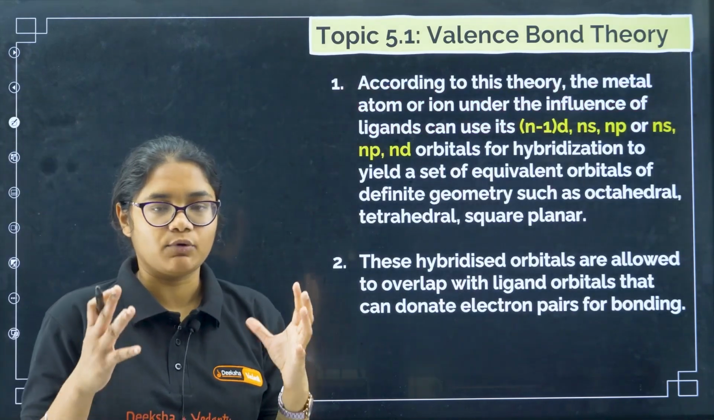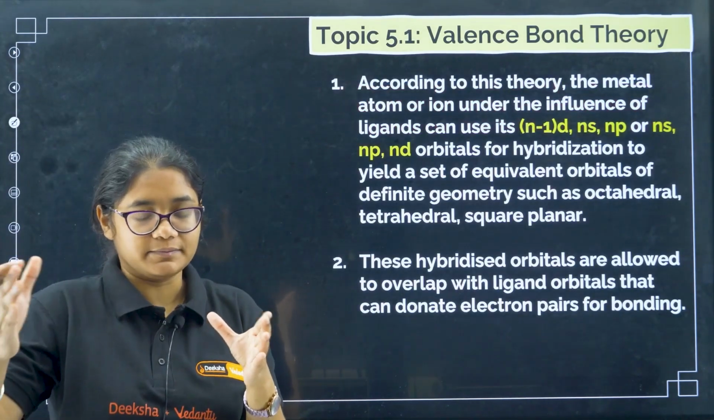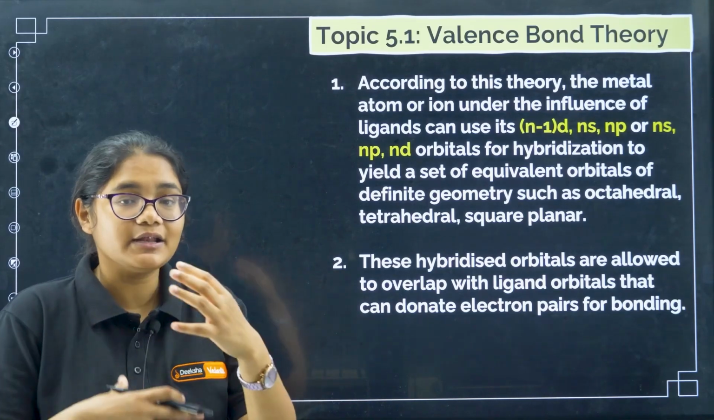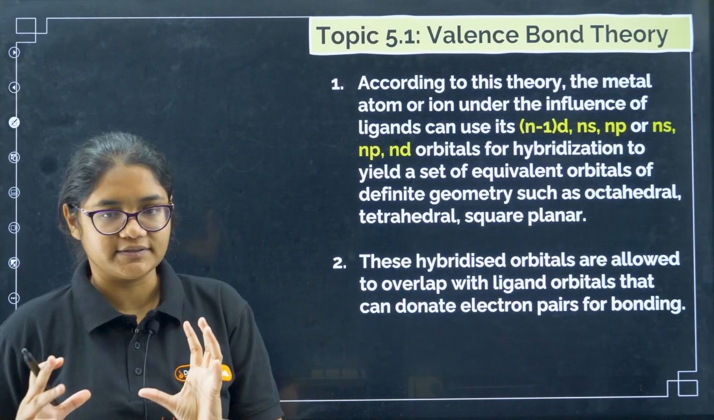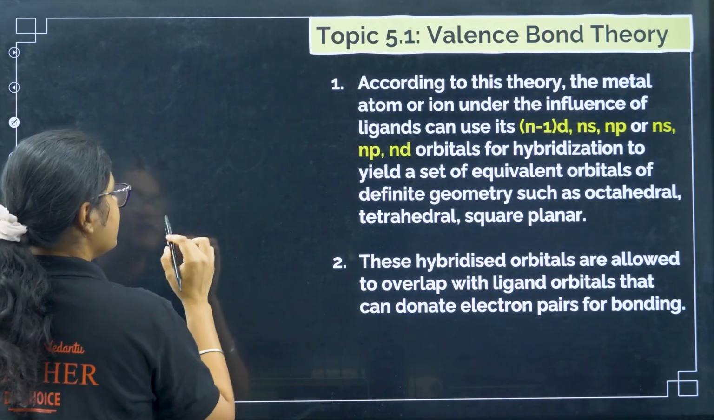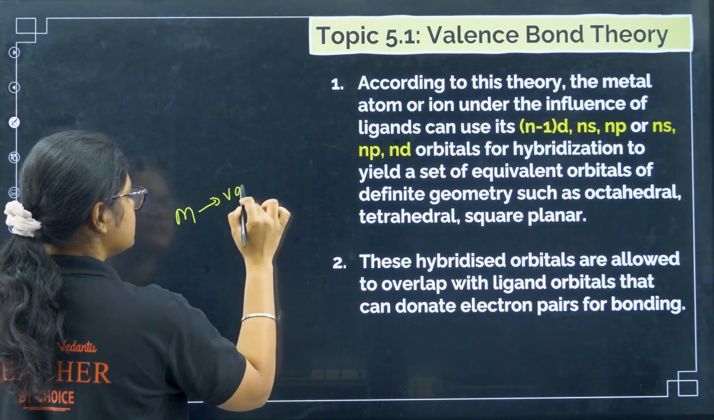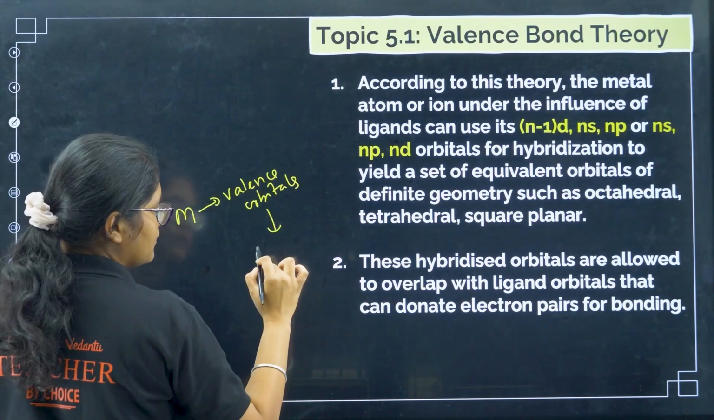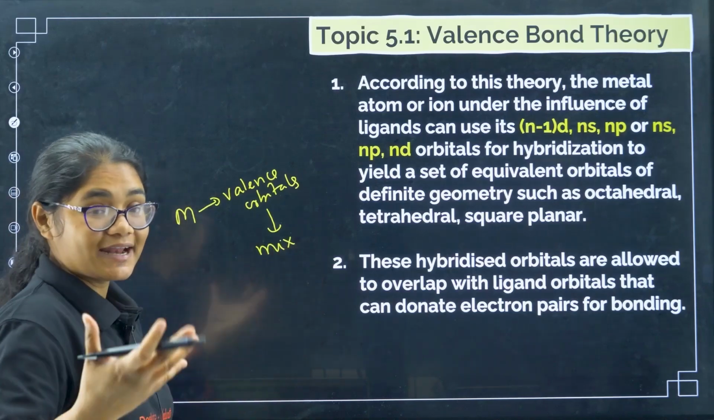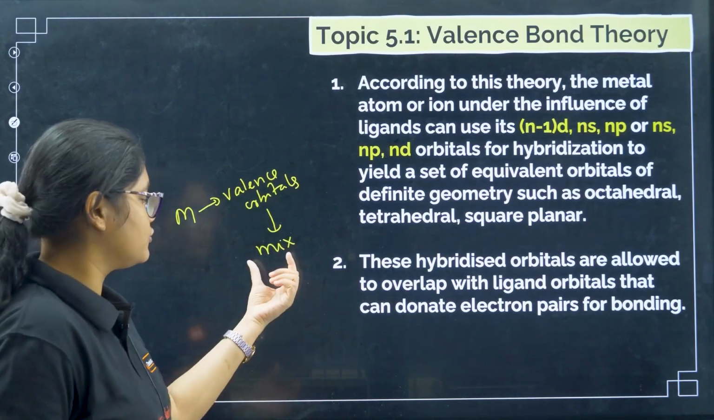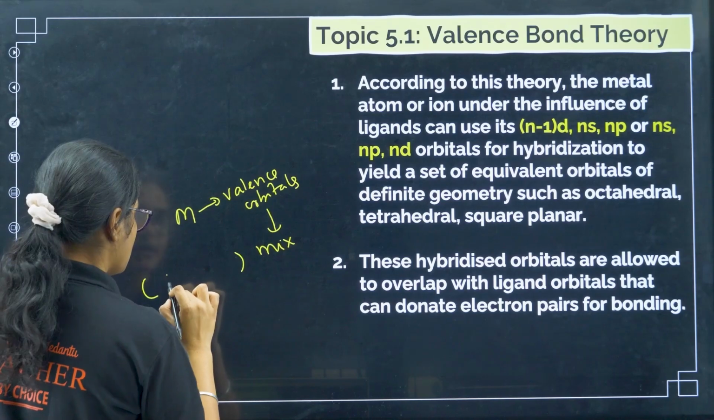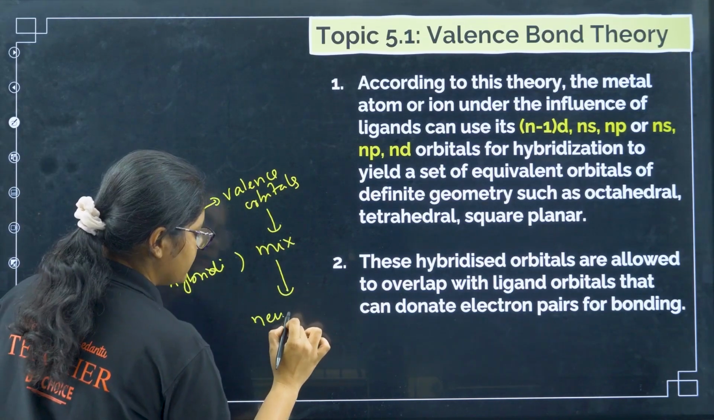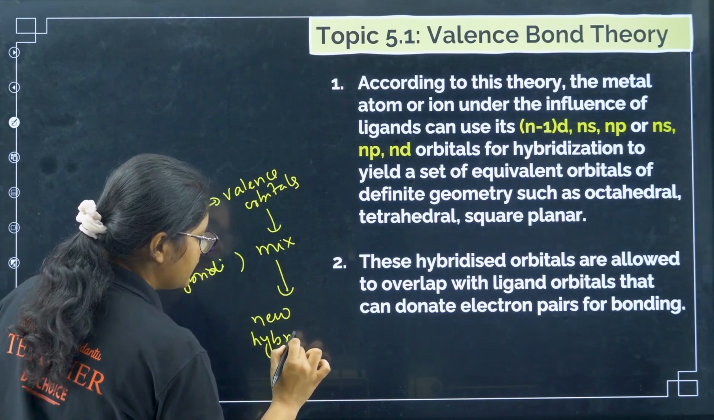In valence bond theory, what happens is the valence orbitals, meaning the outer orbitals, undergo hybridization. Hybridization means undergo mixing to form new orbitals. So first thing, whose valence orbitals? The metal's valence orbitals undergo what? Mixing. What is this mixing? In more technical terms, how do we call this mixing? This is nothing but your hybridization. They undergo hybridization to form new orbitals. Which type of orbital? New hybrid orbitals.